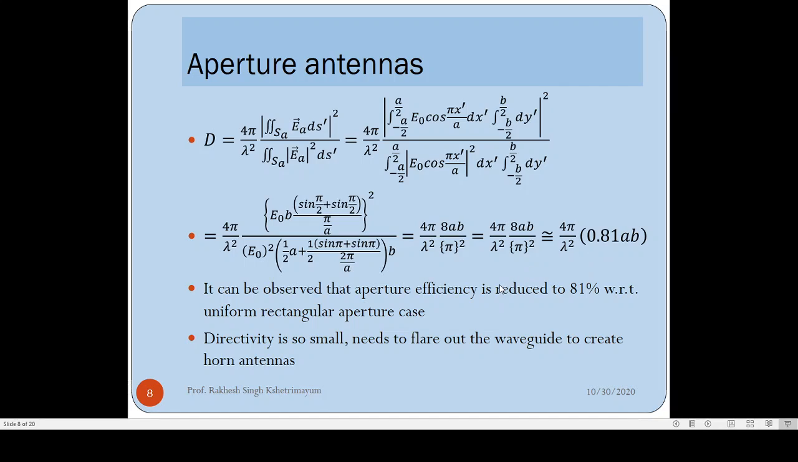So people usually say that an open-ended rectangular waveguide has an aperture efficiency of 81%. Because of that, we have an extra term here, 0.81. If efficiency was 100%, it should have been 4 pi by lambda square a into b, where a into b is the area of the aperture. So one major observation for such kind of antenna is that directivity is not very good, and the beam was very broad. So you need to flare out the waveguide and create a horn antenna so that directivity becomes higher and higher, and the beam becomes narrower. We will have a pencil beam.